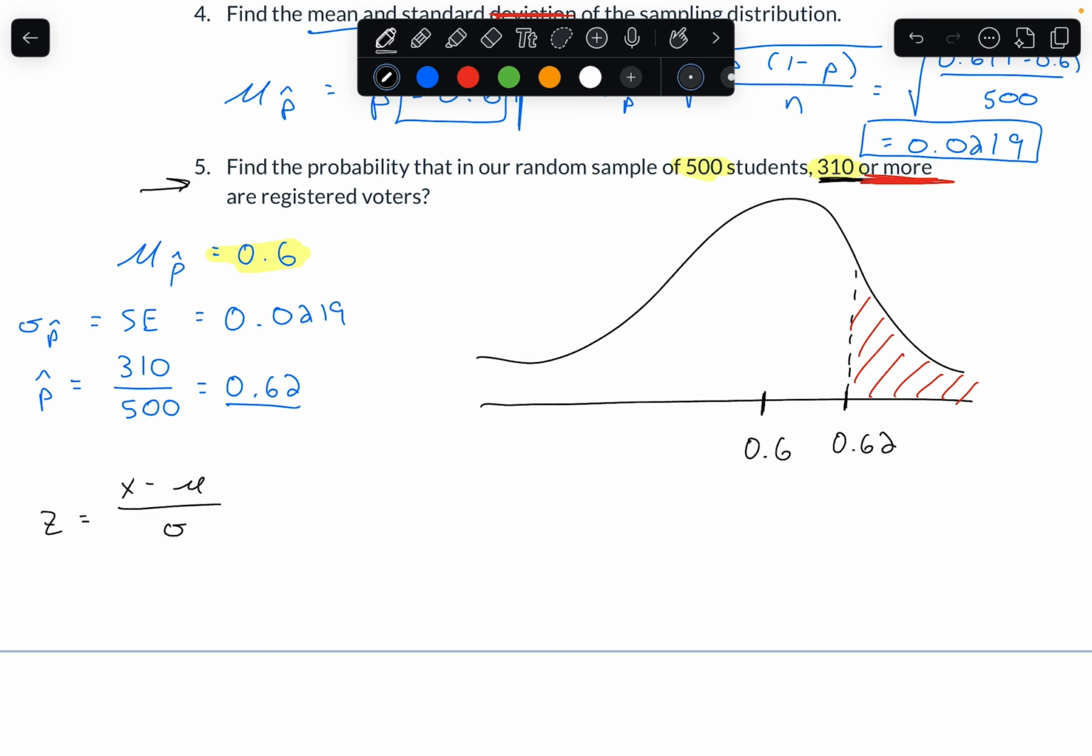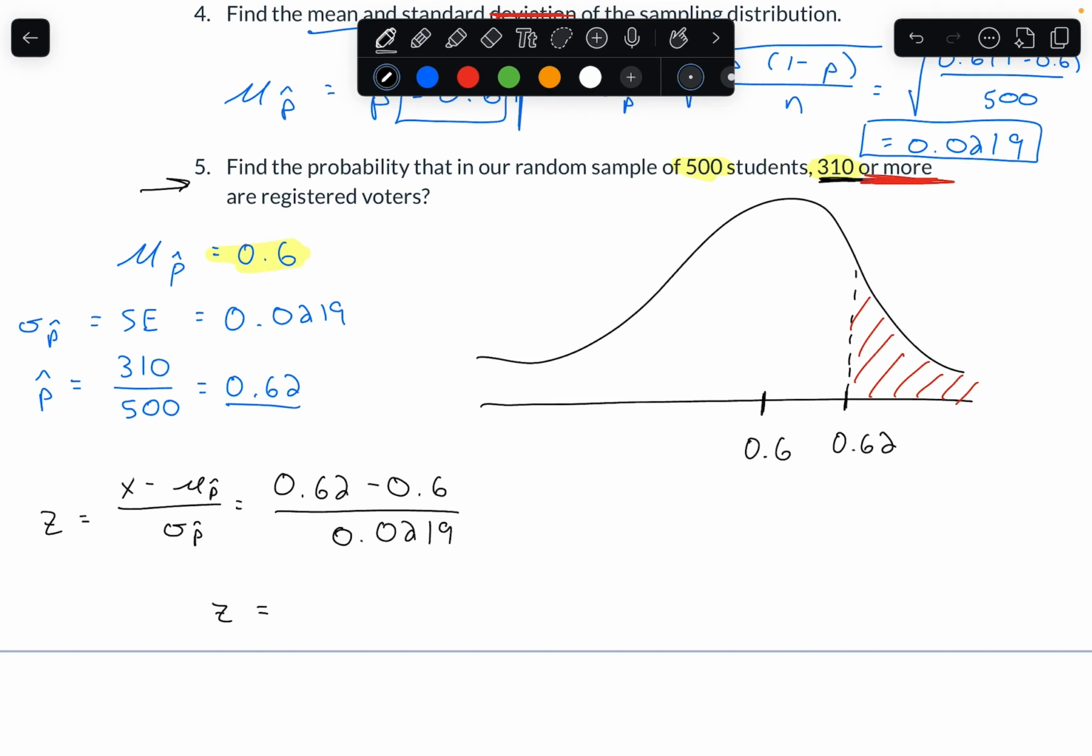The only change I might make to this formula is to say we're talking about the mean of the sampling distribution of the p-hats and the standard deviation of the sampling distribution of the p-hats. So x is 0.62 minus my mean, which we said was 0.6, divided by our standard deviation, which we said was 0.0219. So we're going to find the z-score corresponding to this: 0.62 minus 0.6 divided by 0.0219.